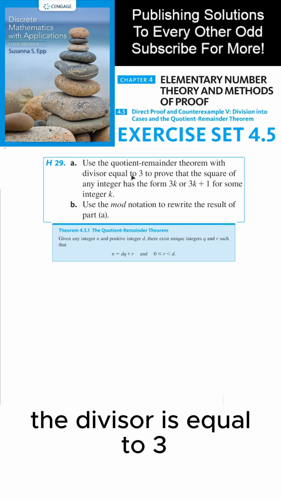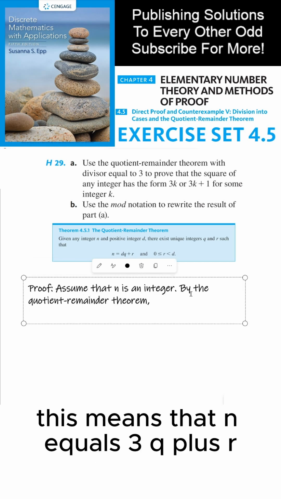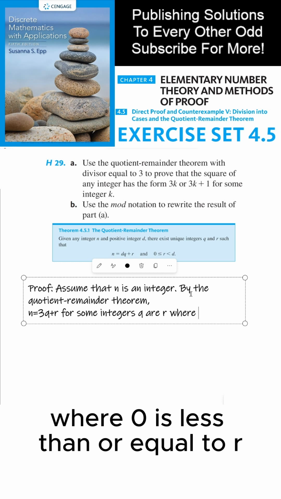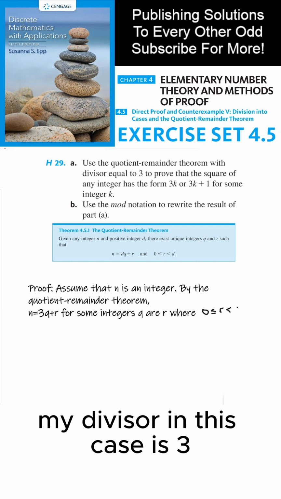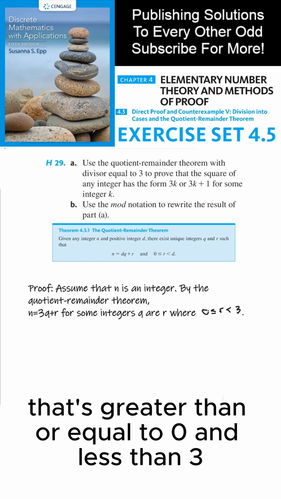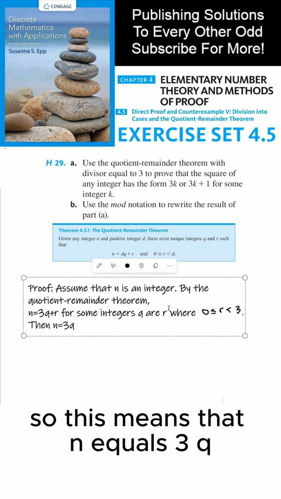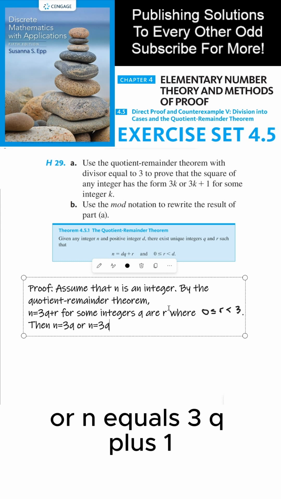Now, in this case, the divisor is equal to 3. So in our proof, we're going to assume that n is an integer. According to the quotient remainder theorem, this means that n equals 3q plus r for some integers q and r, where 0 is less than or equal to r, which is less than my divisor, in this case 3. So my remainder is an integer that's greater than or equal to 0 and less than 3. That means my remainder can either be 0, 1, or 2. So this means that n equals 3q, or n equals 3q plus 1, or n equals 3q plus 2.